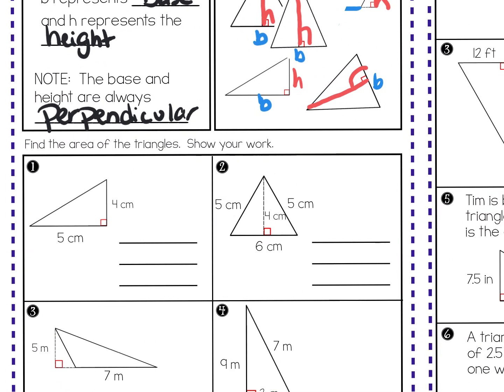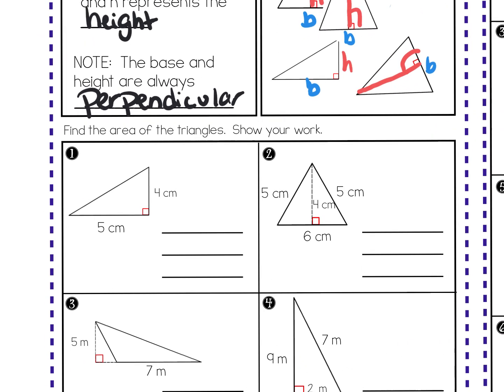Let's do 2 together. So A equals 1/2 BH. So A equals 1/2. Our base is going to be here, 5. Our height's going to be this one, 4. So I'm going to go ahead and do 5 times 4. There's a couple different ways you can do it.